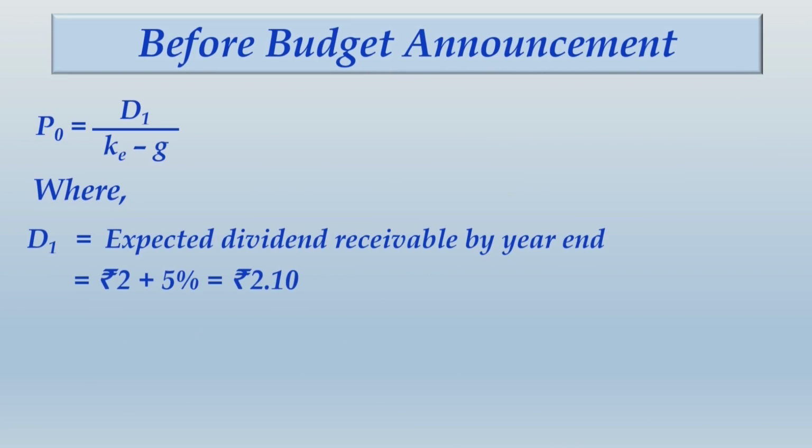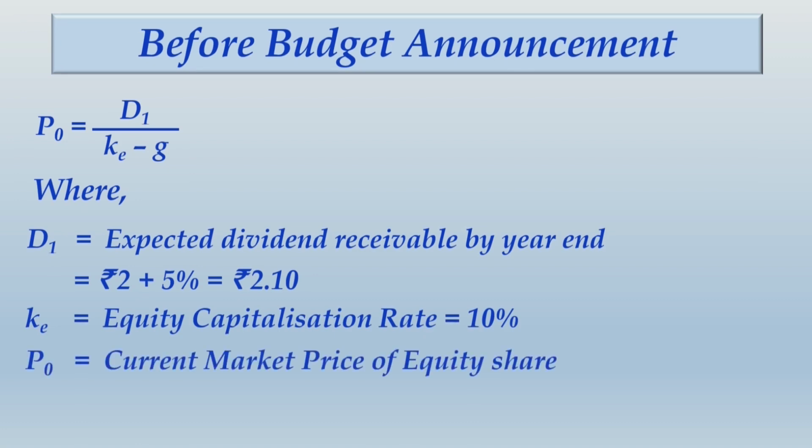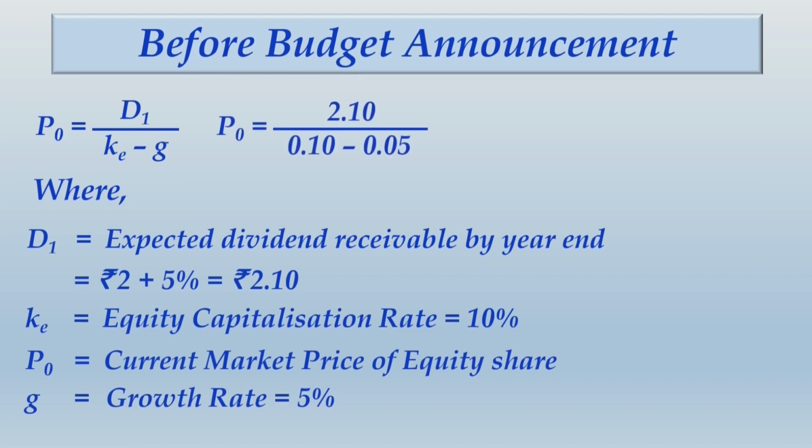Current dividend was rupees 2, growth rate is 5%, so it will be 2.10. Equity capitalization rate or the expected rate of return would be 10%. P0, the current market price of equity share, is what you have to find out. G stands for growth rate, that is 5%. Put up these values: 2.10 divided by 0.1 minus 0.05 would give you P0 as rupees 42. This is the simple scenario before budget announcement. Do one thing, write up this whole thing, and then we move ahead.